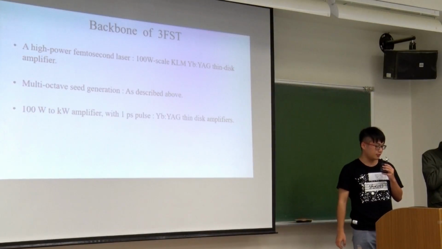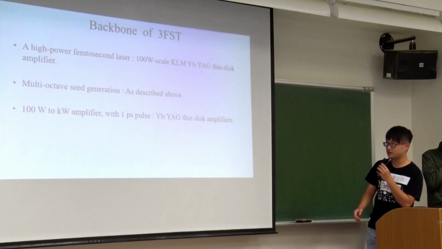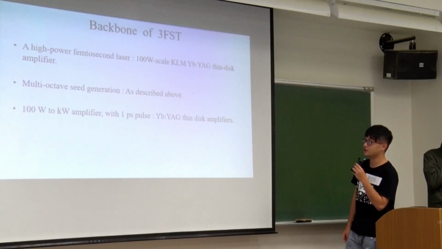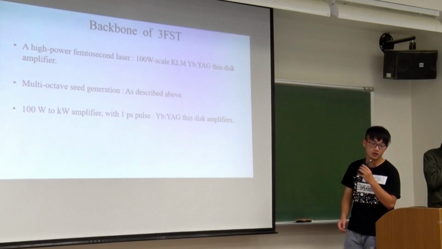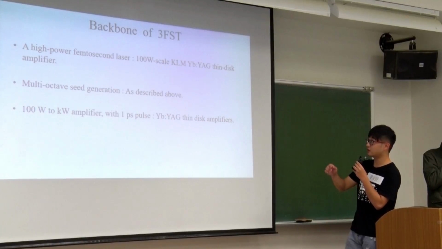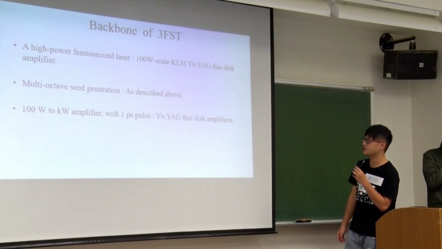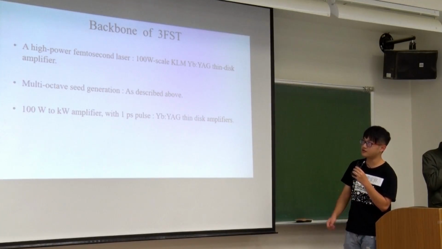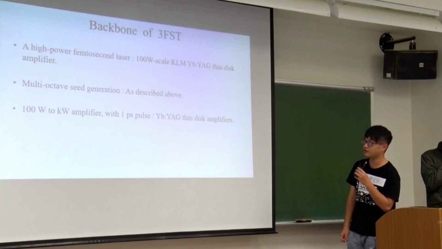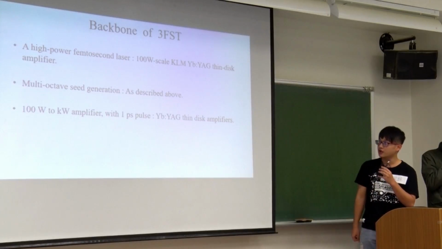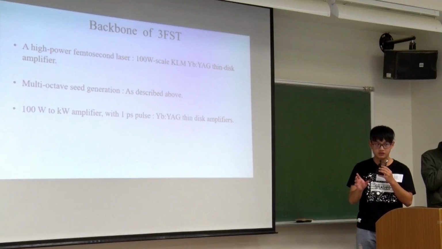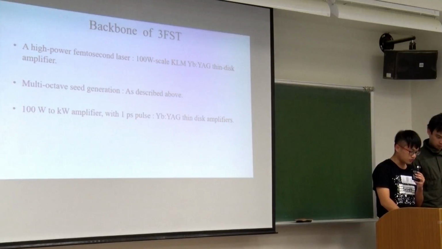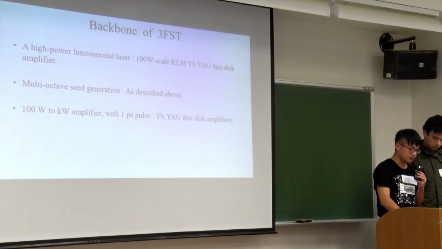Okay, and this is the backbone of our 3FST, which means our 3FST has 3 key components. First is a high power femtosecond laser, and in their experiments, it's a 100 watt scale Kerr lens mode-locked Yb:YAG thin disk laser amplifier, and then some multi-octave seed generation as described before, and then we have a 100 watt to kilowatt level amplifier with 1 picosecond pulse. And in this case, we use Yb:YAG thin disk amplifiers also.